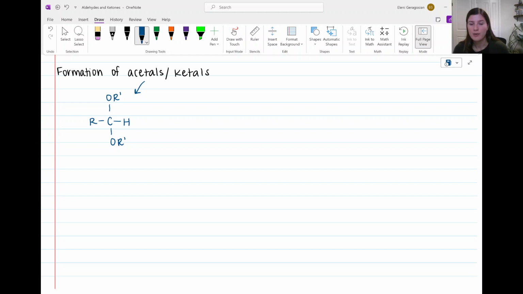So the difference between a hemiacetal and an acetal is that one of the groups is now an OR group, an alkoxy group, as opposed to an alcohol group. And then a ketal is just about the same, except that carbon is bonded to two R groups. Remember, these originate from a ketone. Acetals originate from an aldehyde, and then that carbon is bonded to two OR groups.